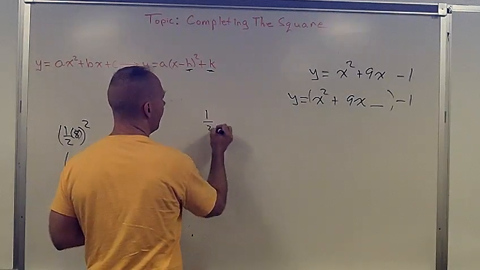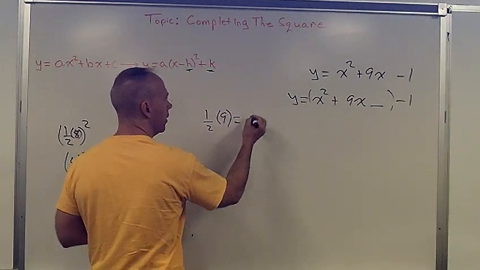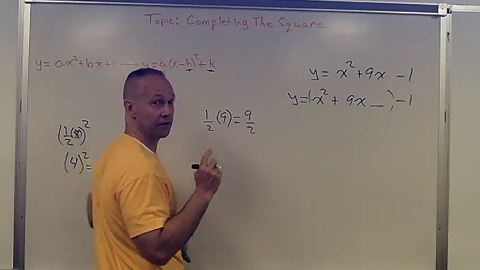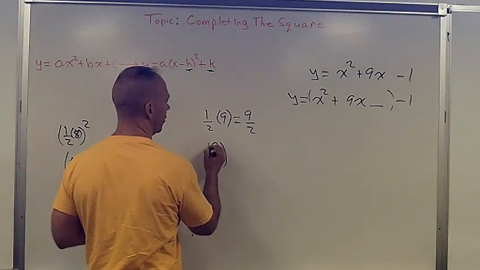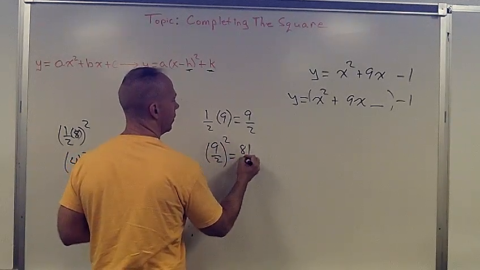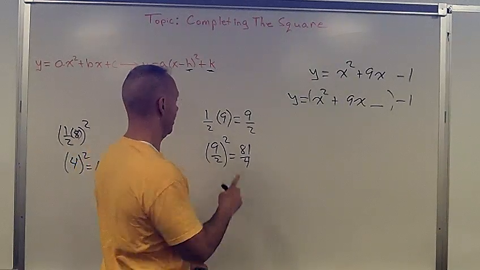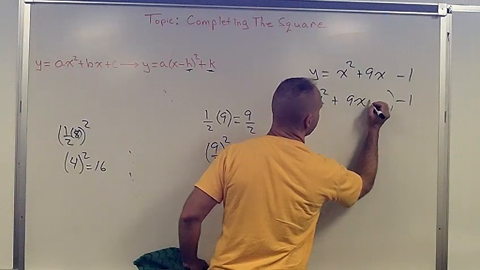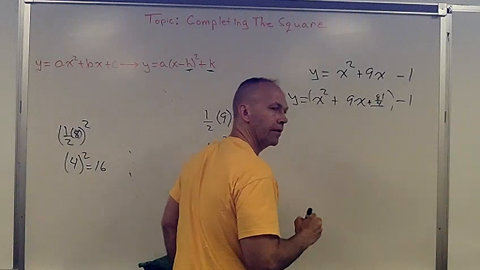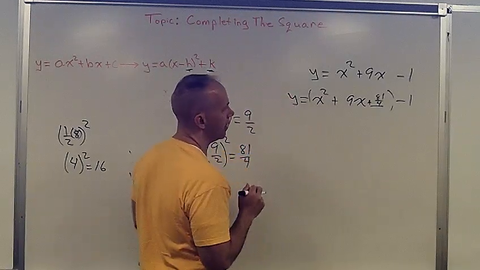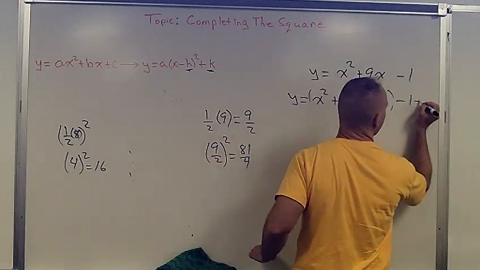So I'm going to take 1/2 of 9, and I could make that a decimal, but I like fractions. Remember, fractions are your friends. And I'm going to square it. So 9/2 squared is 81/4. Told you it got a little ugly, didn't I? So that is what I'm going to add inside. But to keep my equation balanced, I'm going to subtract it out here.